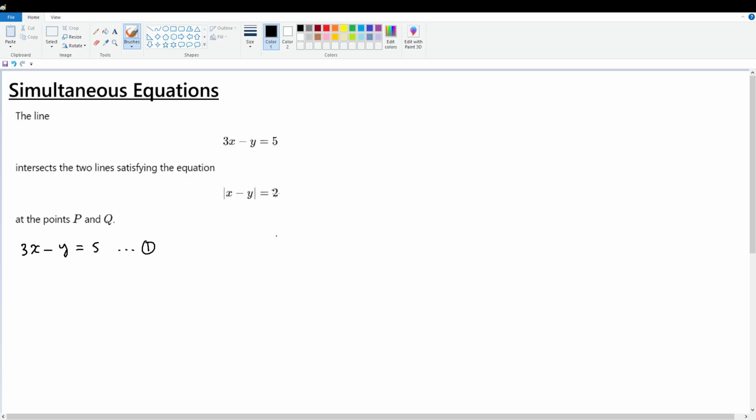We know that this absolute value has two meanings. The first meaning is positive x minus y equals 2, and the second meaning is minus x minus y equals 2. Simplifying the second one, we get minus x plus y equals 2. These are our second and third equations. So we can write down x minus y equals 2 as the second equation and minus x plus y equals 2 as the third equation.